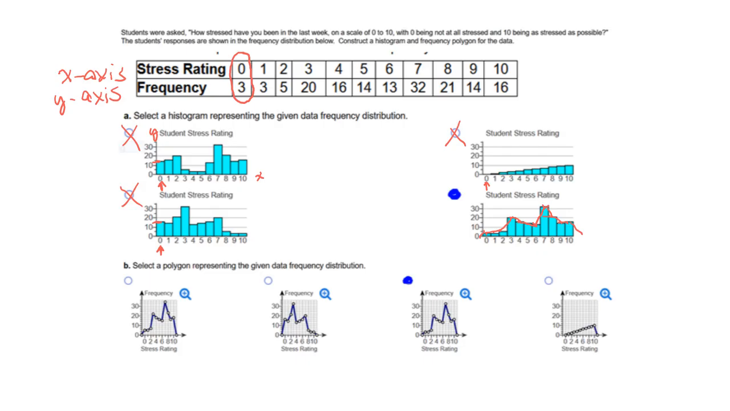Remember, the tallest one that we have is this rating of 7. It has a frequency of 32. So where we have a rating of 7, that should be the peak or the highest point. You can see on this first one here, it doesn't quite get to that 32. So it's a process of elimination to help you answer these problems.